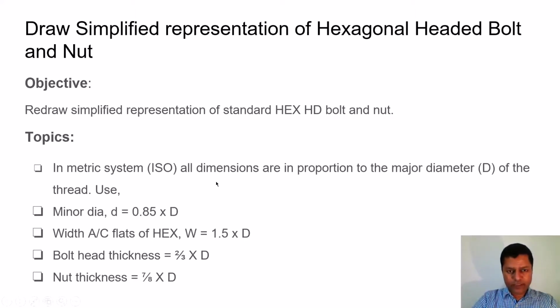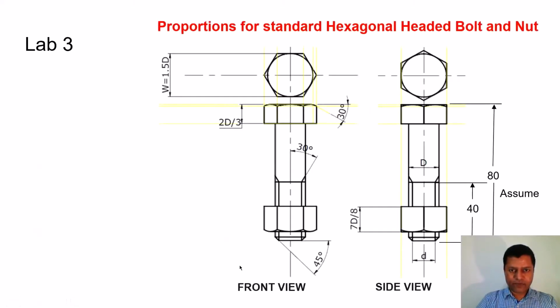According to the ISO standards, basically the ISO handbook provides all proportions for the dimensions of the threaded fasteners, and the manufacturing companies follow those dimensions. For the drafting purpose, we will use minor diameter equal to 0.85 of the major diameter, and the other dimensions we'll see in the next slide. So this is what we have to draw today.